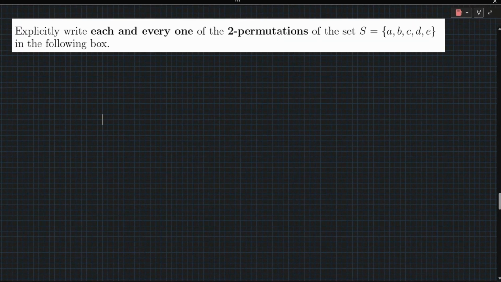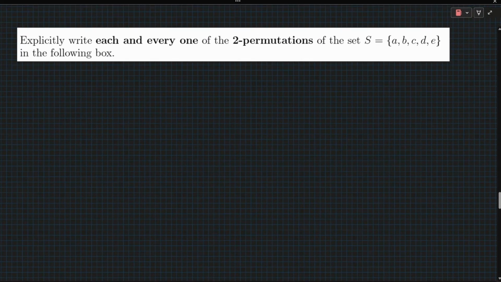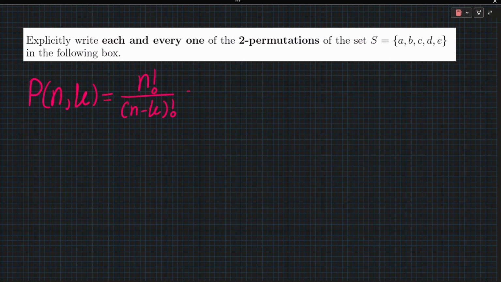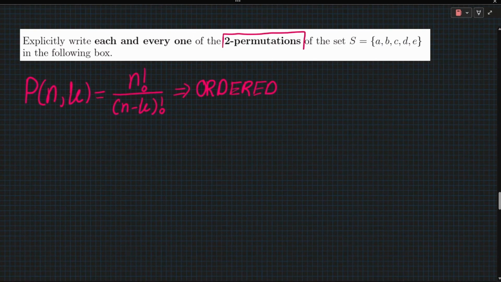explicitly to write each and every one of the 2-permutations from this set. Okay, now how do we do this? Well, first let's do some mathematics. We know the permutation of n comma k is equal to n factorial over (n minus k) factorial, and permutations are always for ordered situations. So here we want to make pairs, or 2-permutations.